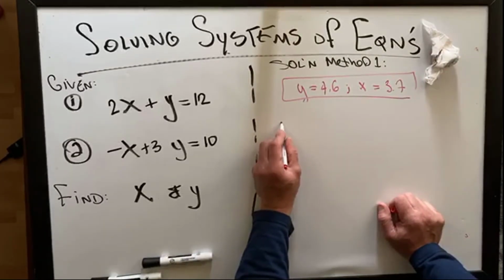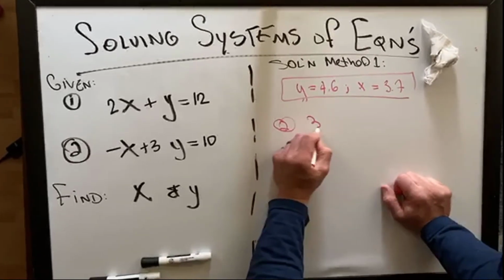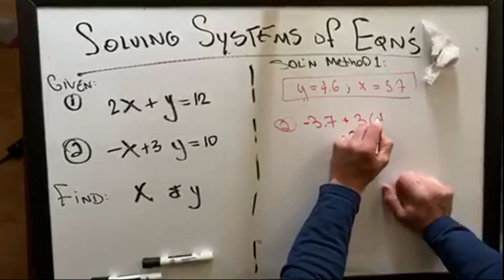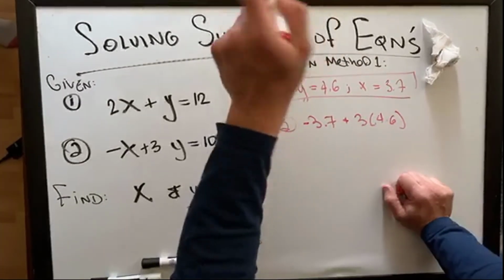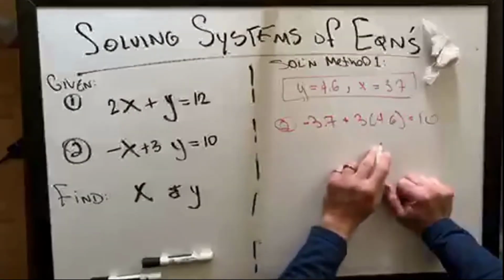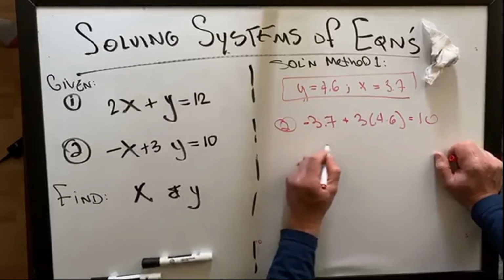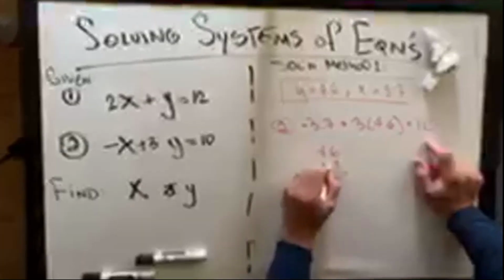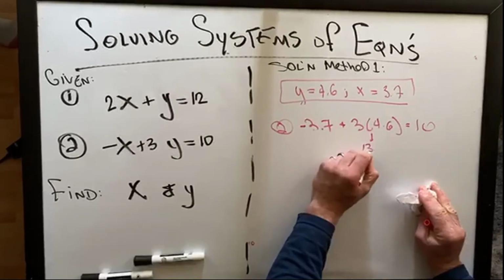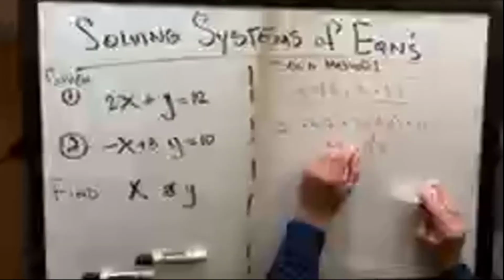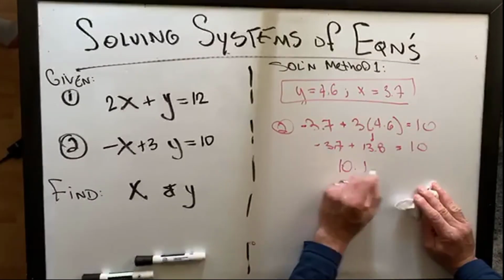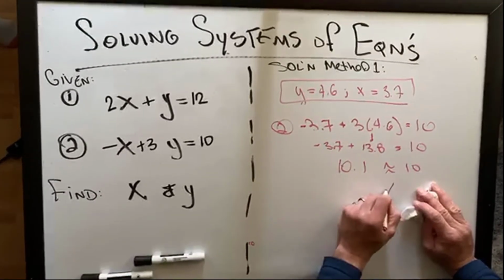So we're going to go with equation number 2 since we've been going with equation number 1. Negative 3.7 plus 3 times 4.6 equals 10. We don't have to do anything with negative 3.7. Let's multiply 4.6 times 3. That's 13.8. So negative 3.7 plus 13.8 equals 10.1, which is approximately 10. So I'm going to call that a check.